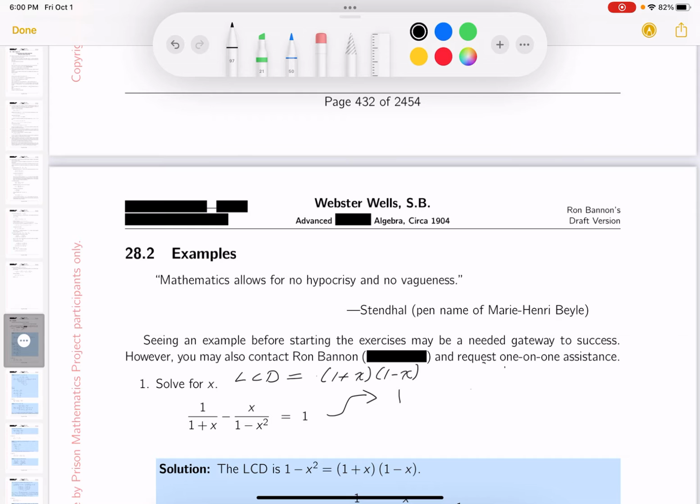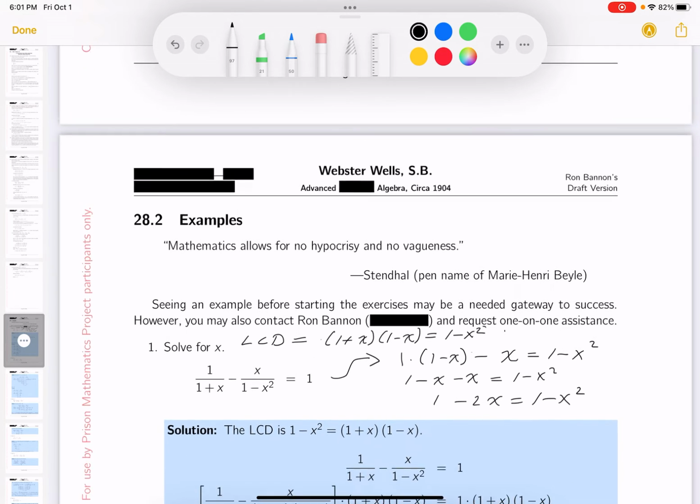What do you get? You get 1 times, 1 plus x would cancel. You get 1 minus x minus x. All right? Let me repeat this. This over here, if you multiply out, would be 1 minus x squared. Difference of perfect squares. What do you get on the right side? Well, you get 1 minus x squared. All right, what do you get on the left side now? Simplify it. You get 1 minus x equals 1 minus x squared. You get 1 minus 2x, 1 minus x squared.